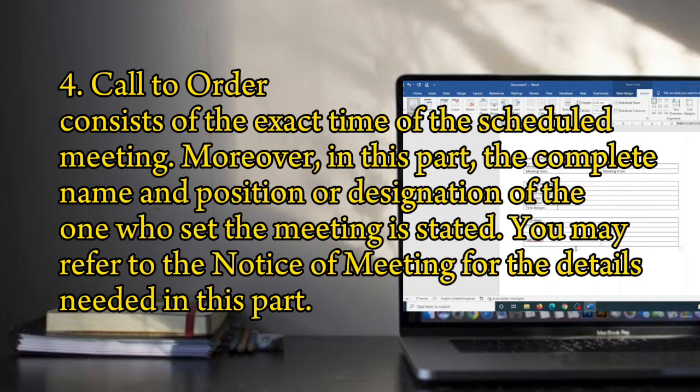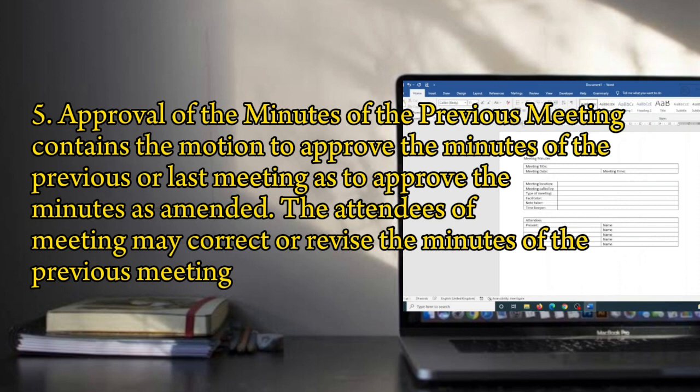It consists of the exact time of the scheduled meeting. Moreover, in this part, the complete name and position or designation of the one who set the meeting is stated. You may refer to the notice of meeting for the details needed in this part. The fifth one is approval of the minutes of the previous meeting. It contains the motion to approve the minutes of the previous or last meeting as circulated, or to approve the minutes as amended. So the attendees of the meeting may correct or revise the minutes of the previous meeting.